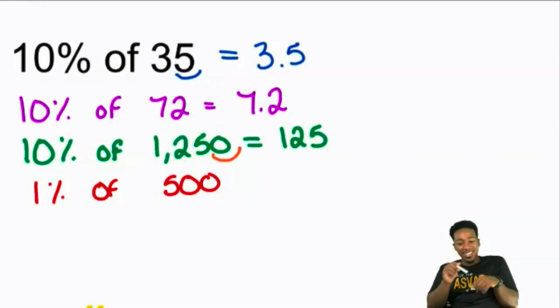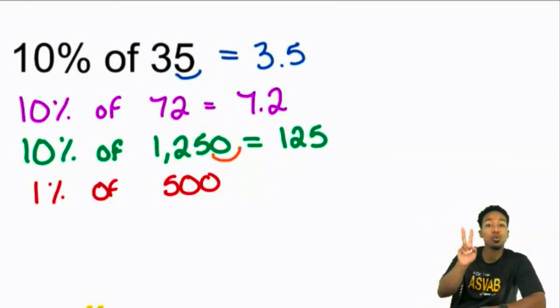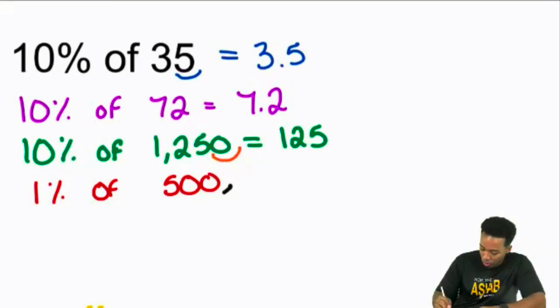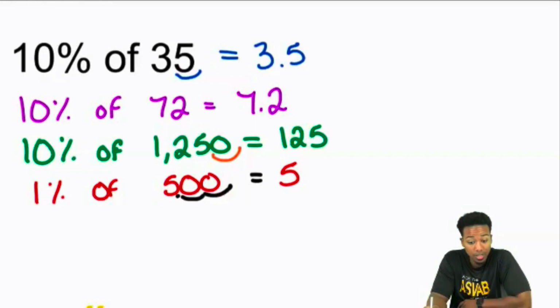There we go, Pedro. Yes. We're going to move that decimal place over twice. 1% is the same as dividing by 100. And so we'll go 1, 2, bam, the answer is 5. 1% of 500 is 5.